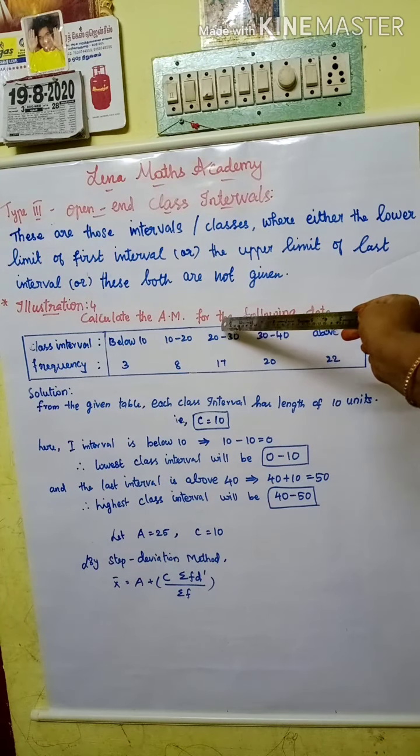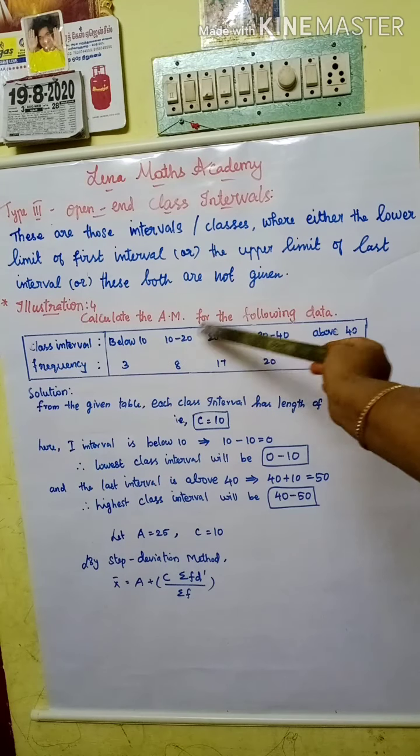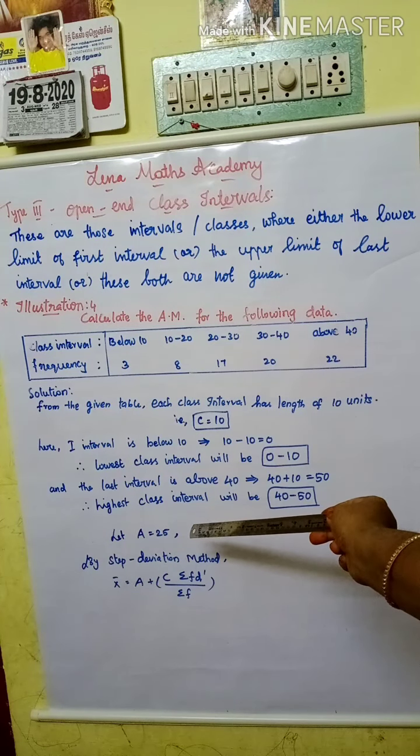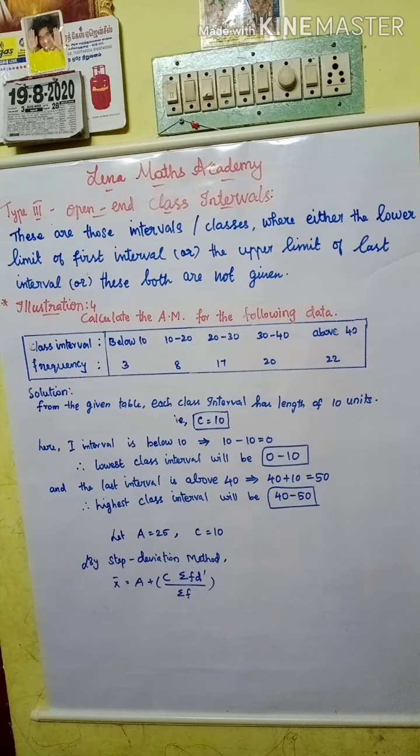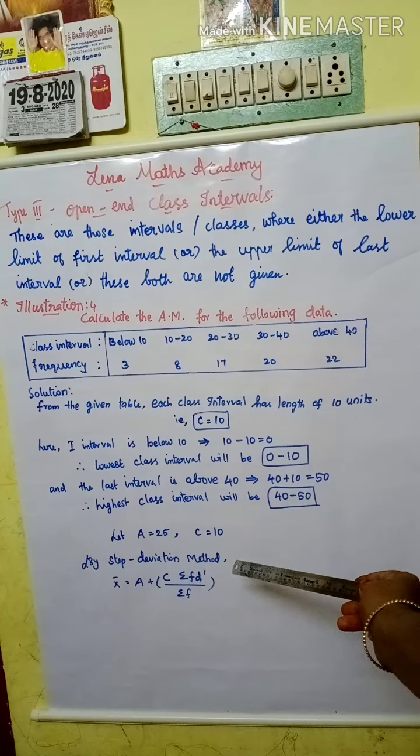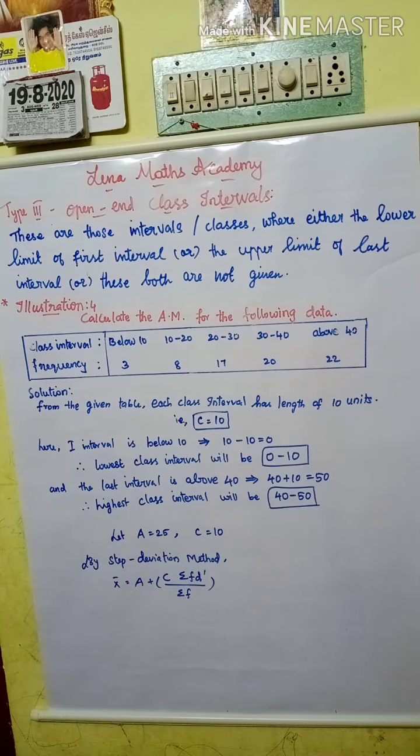Here the mid value is 25, so a equals 25, and common difference c equals 10. For a continuous series by the step deviation method, the arithmetic mean formula is x bar equals a plus c into summation f d dash divided by summation f.